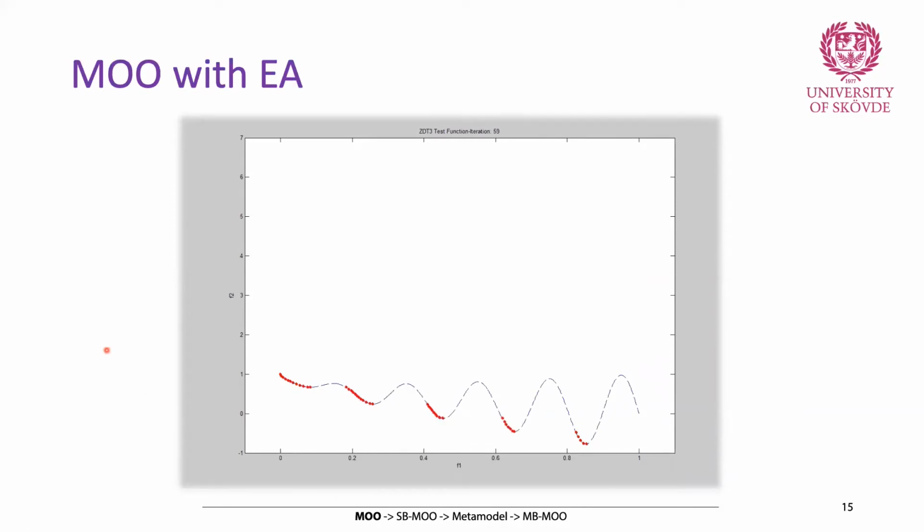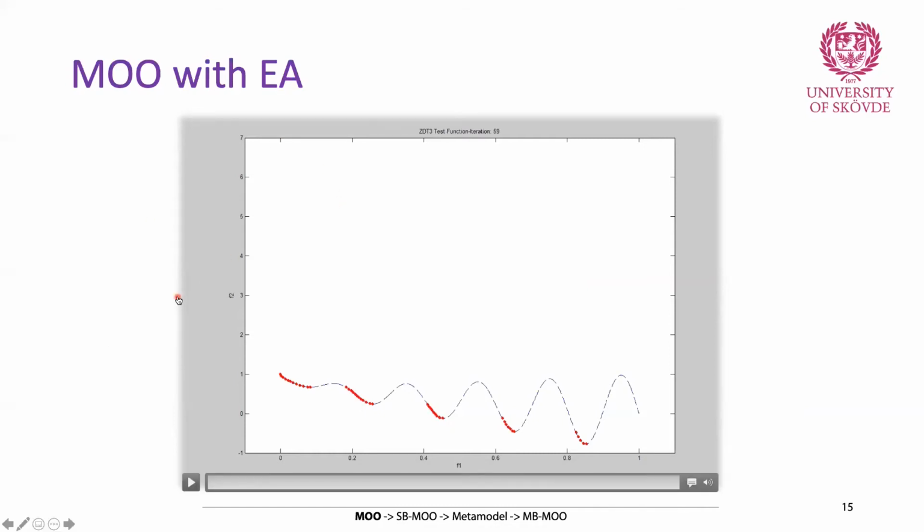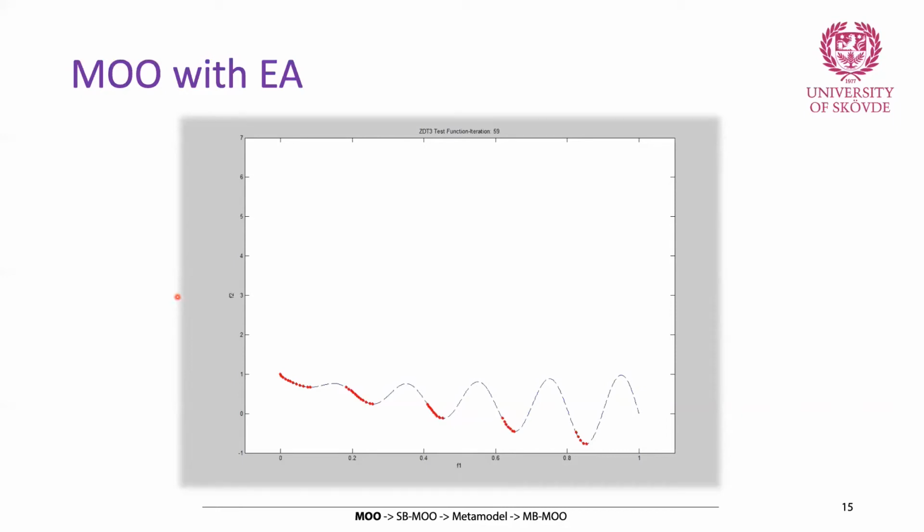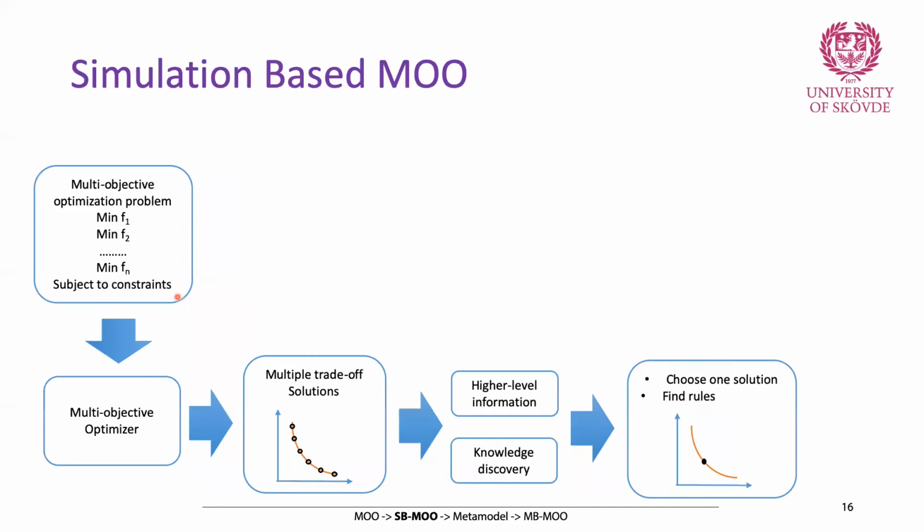So now we know what multi-objective optimization is, and we know we can use evolutionary algorithms to solve multi-objective optimization with the posteriori approach. But where does simulation-based multi-objective optimization lie in this diagram? Well, if the objective values are generated or obtained from running simulations, then we call that simulation-based optimization.